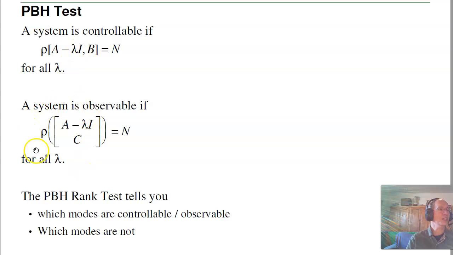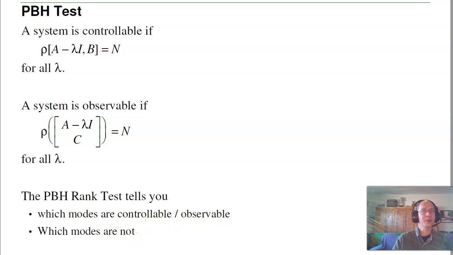There's also a PBH test for observability. If this matrix is equal to n for all lambda, it's observable. Again, I only have to test the eigenvalues. If I plug in an eigenvalue and it's less than n, then that eigenvalue or that mode is not observable. So this tells me which modes are observable and controllable and which modes are not. Tells you a little bit more.